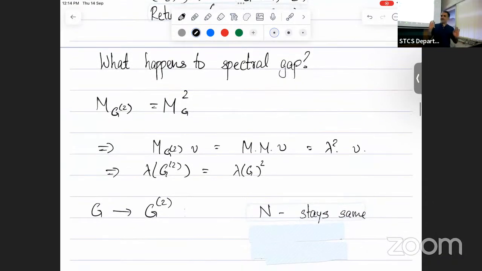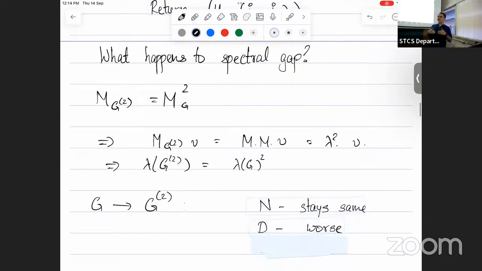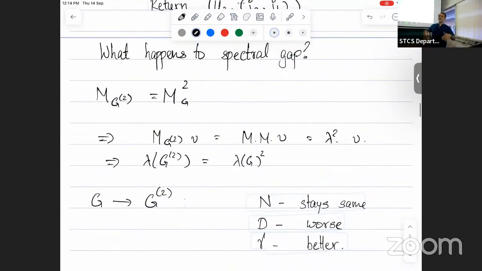The number of vertices stays the same. Unfortunately, the degree becomes much worse, because the larger the power I take, the larger the degree. But the gamma is getting better. Either lambda is getting smaller or gamma is getting larger, whichever way, we are improving one of the parameters at the cost of degree. So this is operation 1. It's a very simple operation to describe. Hope things are clear.